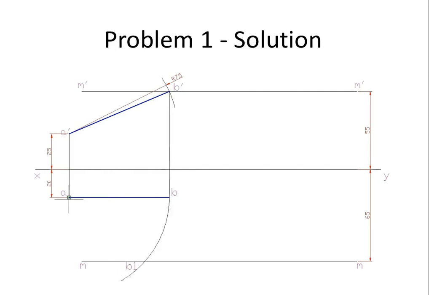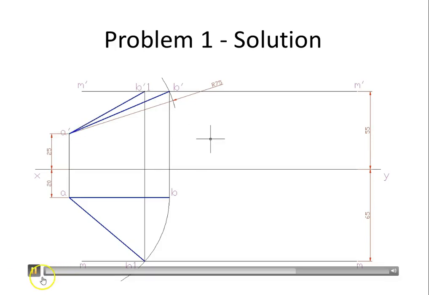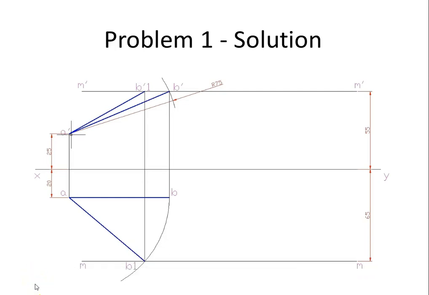So the next step would be to rotate this AB so that the other end, that is B, should cut the locus MM. So that is AB1, which is actually the projection, and A dash B1 dash will be the front view.